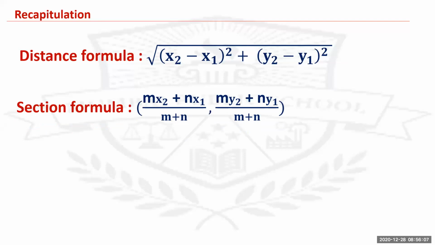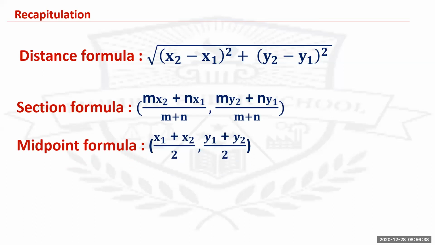Next formula is the section formula. Section formula is used when the given line segment is divided into parts, or say into a ratio. The formula for the x coordinate is mx2 plus nx1 upon m plus n, and for the y coordinate it is my2 plus ny1 upon m plus n.